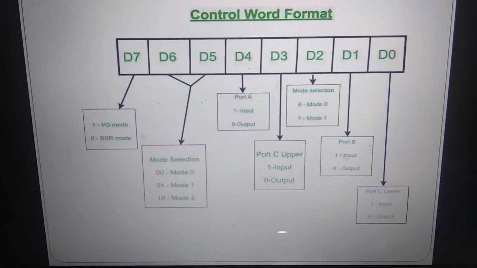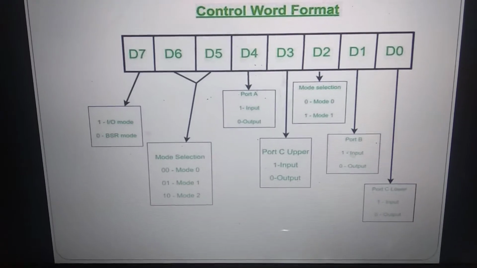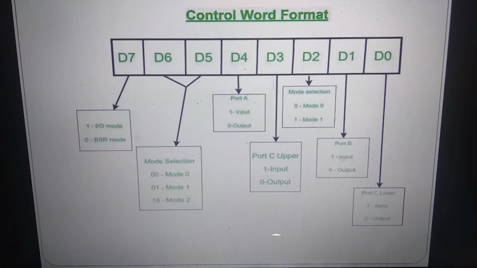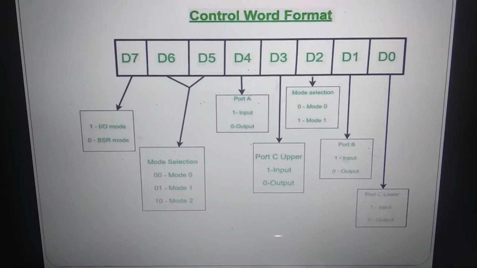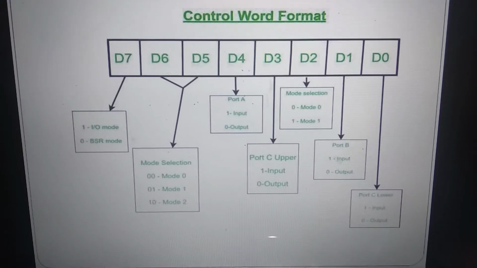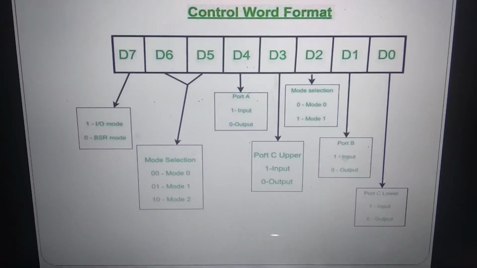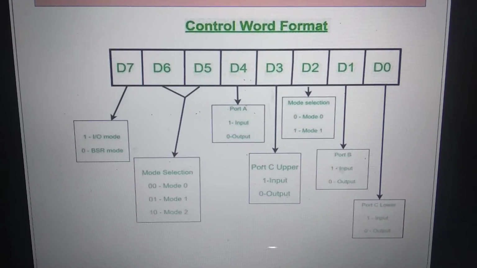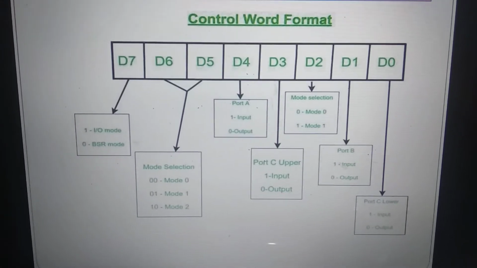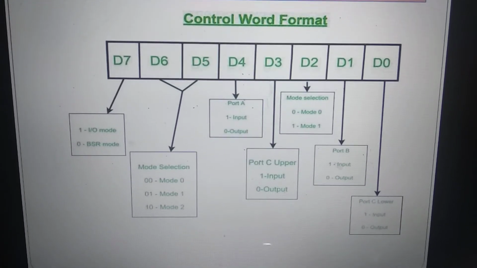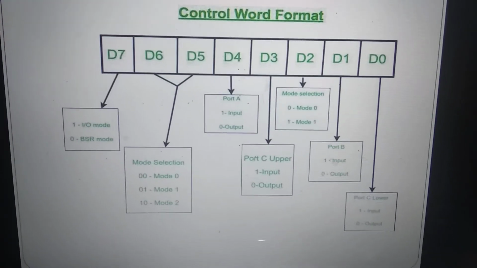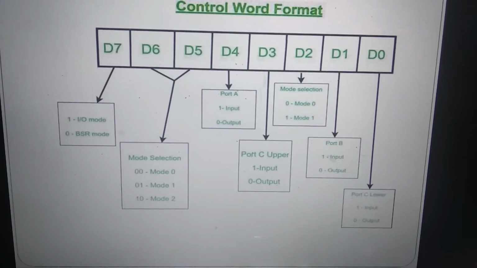Now D7 stands for mode selection. The 8255 can be operated in 2 modes. One is input output mode, another is bit set reset mode, where bitwise operation can take place. So if this bit is 1, it's the IO mode. If it's 0, it's the bit set reset mode.